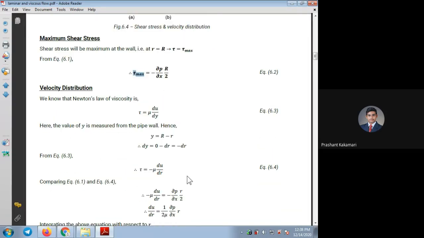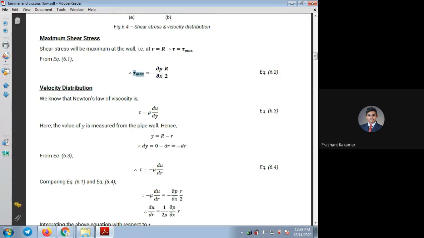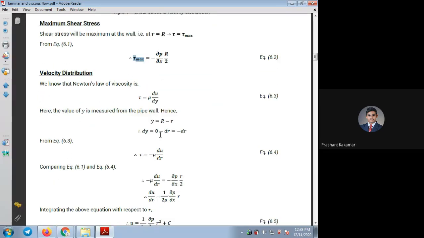Okay, now we'll see the velocity distribution. As in this sketch is shown, velocity at the center is maximum and at the wall is minimum. So how is it defined? Again, recalling Newton's law of viscosity, that is tau equal to mu into du by dy.